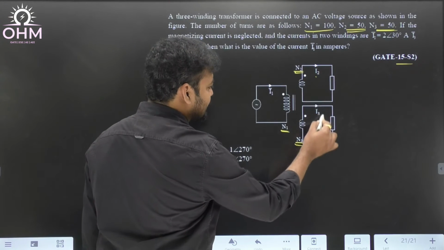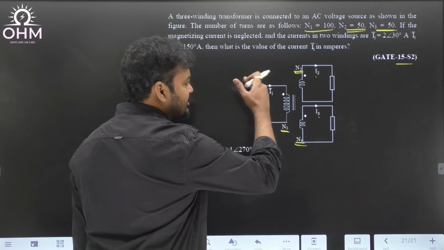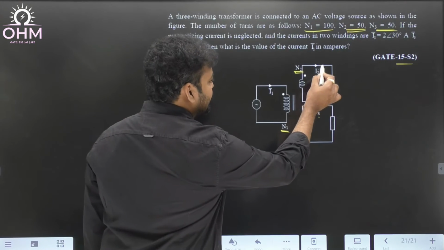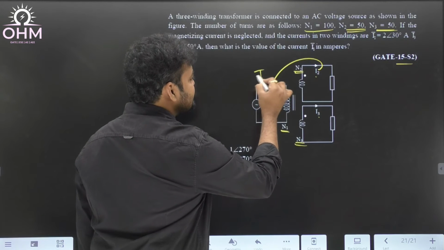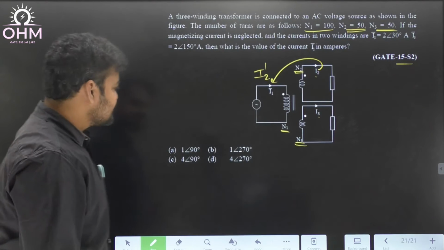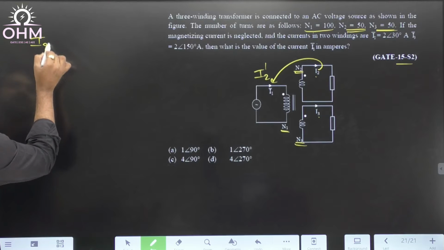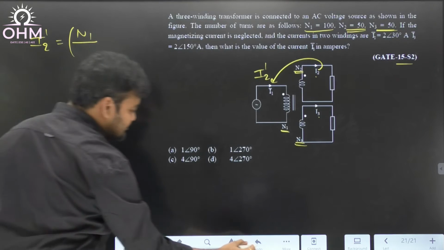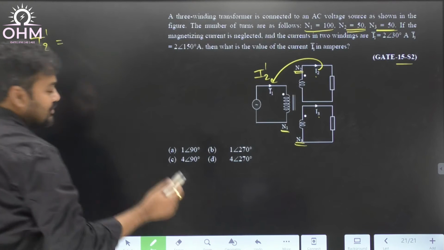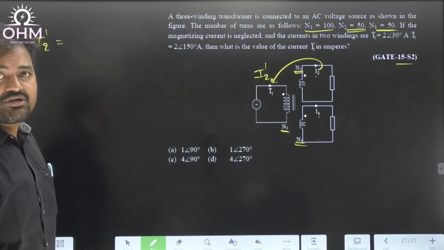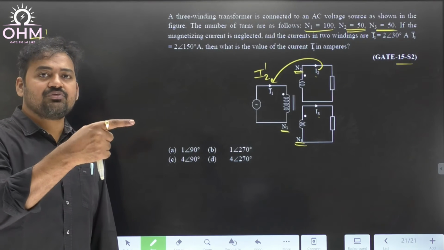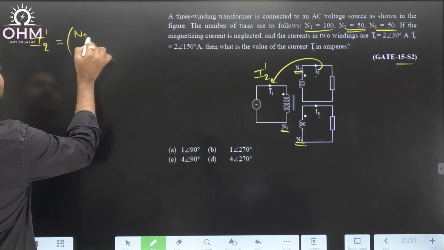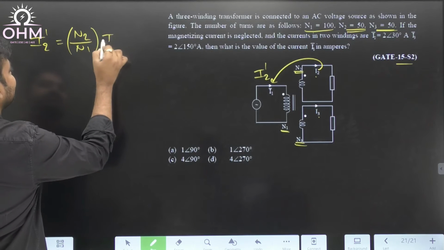These two currents are separately given. Just transfer them to the primary side and add both of them. Okay. So if I2 is transferred to the primary side, it will become I2 dash. What is the formula for I2 dash? We are transferring to the primary side, right? So we know the current ratio is inversely proportional to the turns ratio. That means I1 by I2 is equal to N2 by N1. Okay, so therefore I2 dash is equal to N2 by N1 times I2.